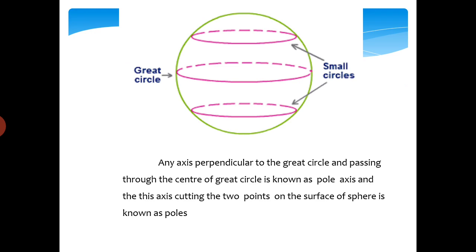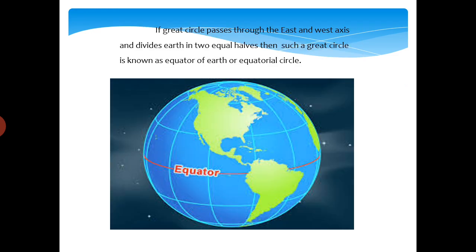Firstly, small circle. This is a small circle in the diagram. A small circle is a circle obtained if the cutting plane does not pass through the center of the sphere. And a great circle, if the cutting plane passes through the center of the sphere, we get a great circle, right? And any axis perpendicular to this great circle or small circle is known as the cutting axis or axis of cutting, right?